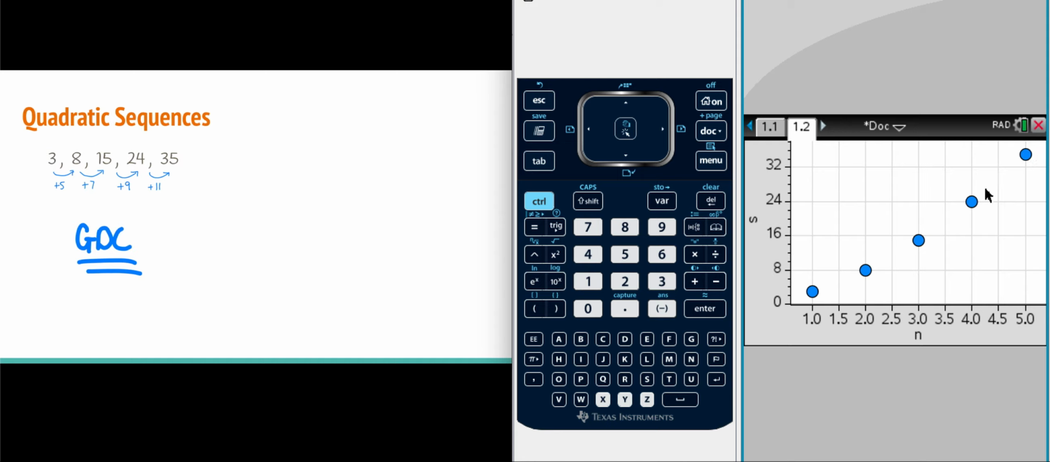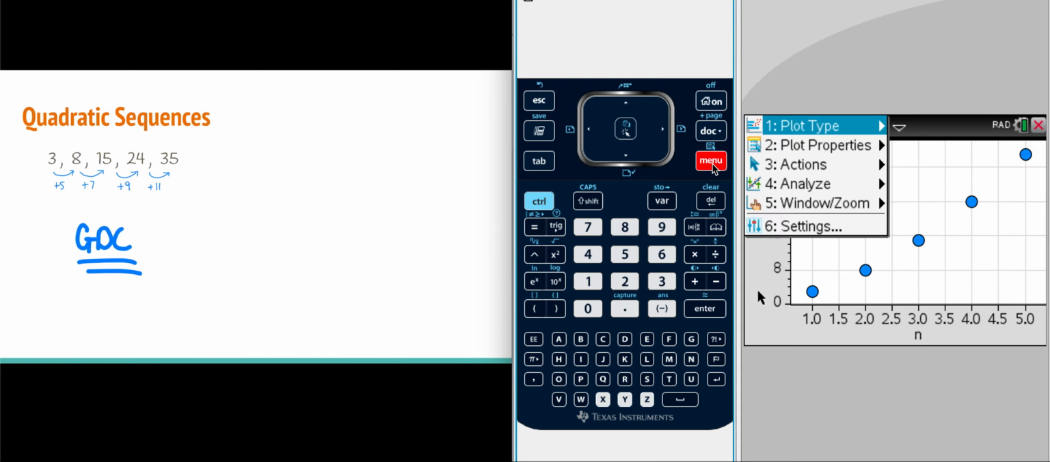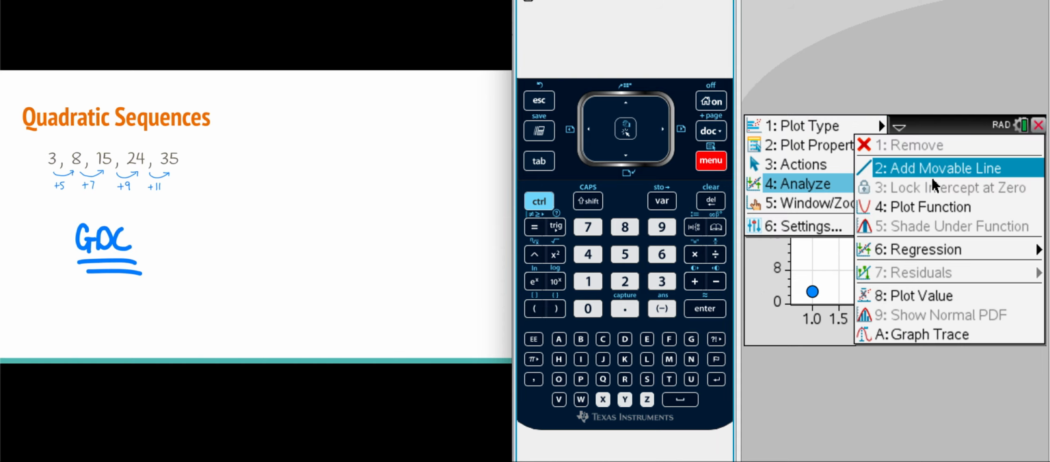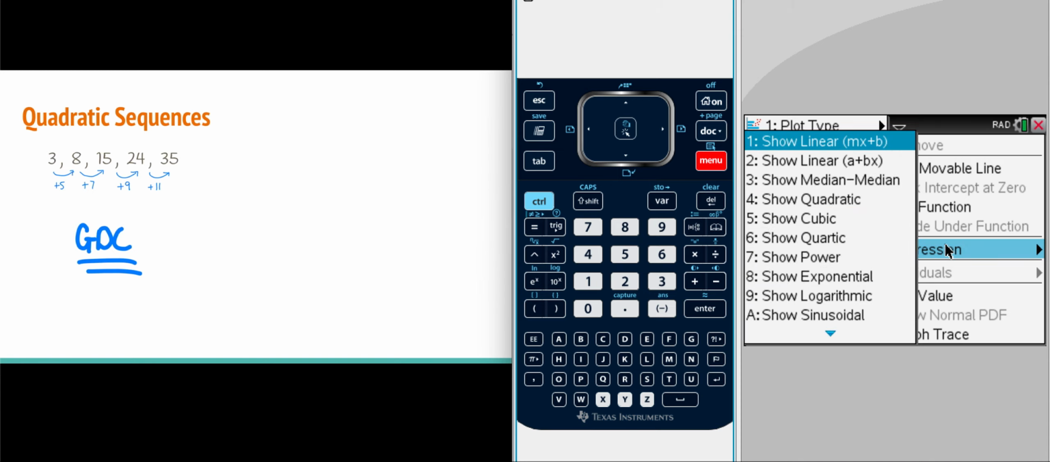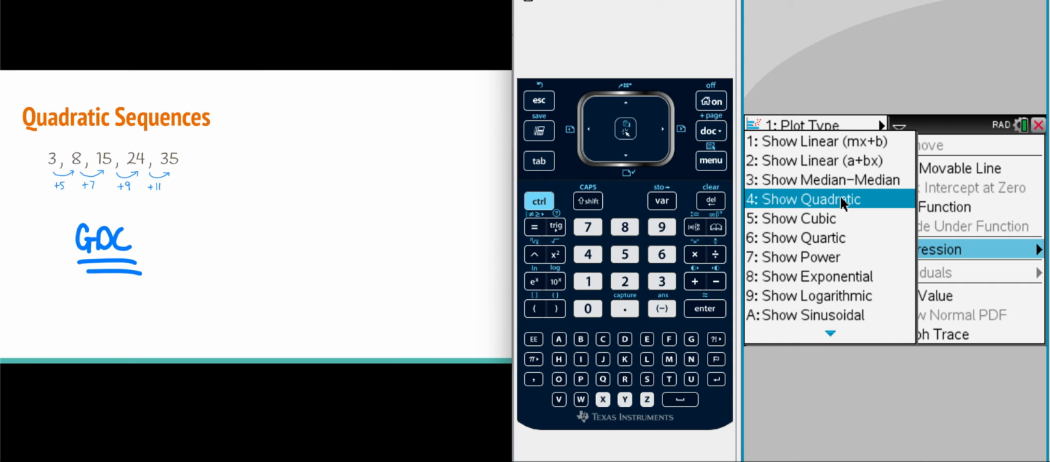And then we can get the GDC to work out the line of best fit that goes through those points, and that will be the rule of the equation or of the sequence. So to do that, I'm going to go to Menu, Analyze, and Regression. And I want to show a quadratic regression line because we've realized that it's quadratic.